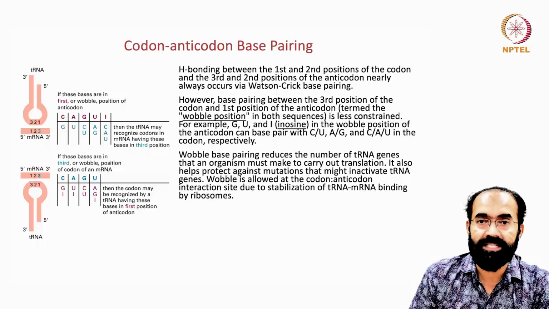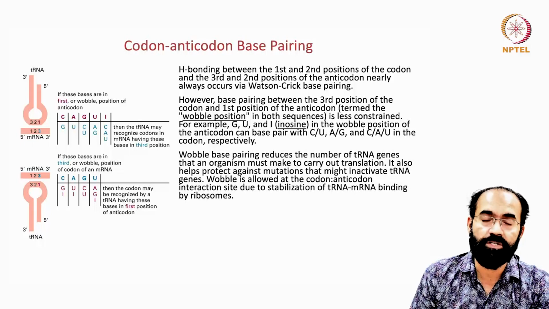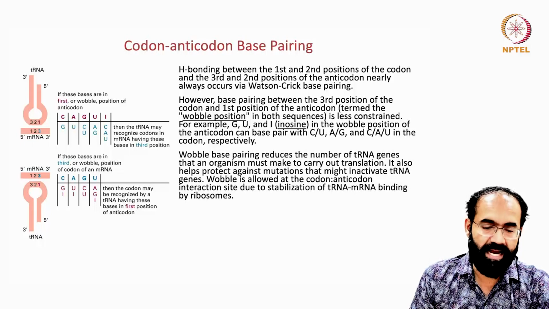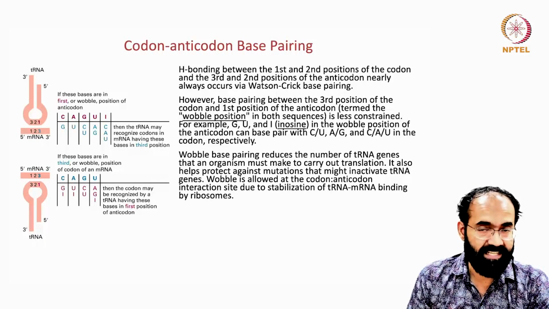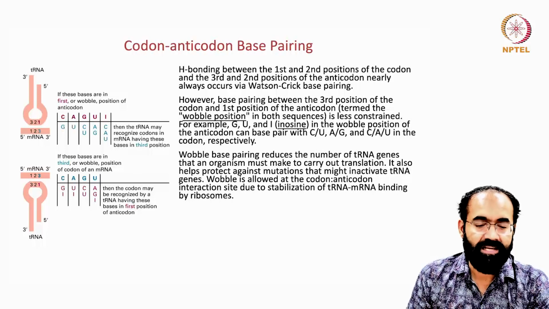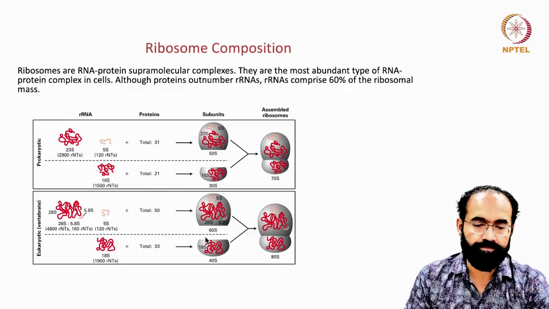So 1, 2, 3 is the codon base, first base, second base and third base of the codon, and this is the tRNA anticodon, first base, second base and third base. So remember, the first base of the codon pairs with the third base of the anticodon, and so on and so forth, and the third base of the codon pairs with the first base of the anticodon. So you can see here that this pairing is always followed stringently at the first base and the second base, whereas the third base is the Wobble position.